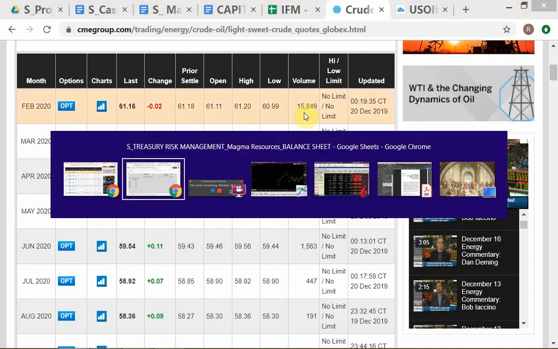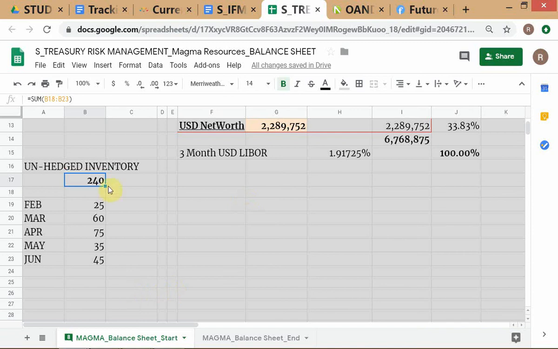In this case, what you might do is a stack and roll. You might decide that the entire 240K I'm going to sell for Feb. Follow the logic here? The entire 240K I sell for Feb. So I sell 240K in Feb. But actually the Feb exposure is only 25.